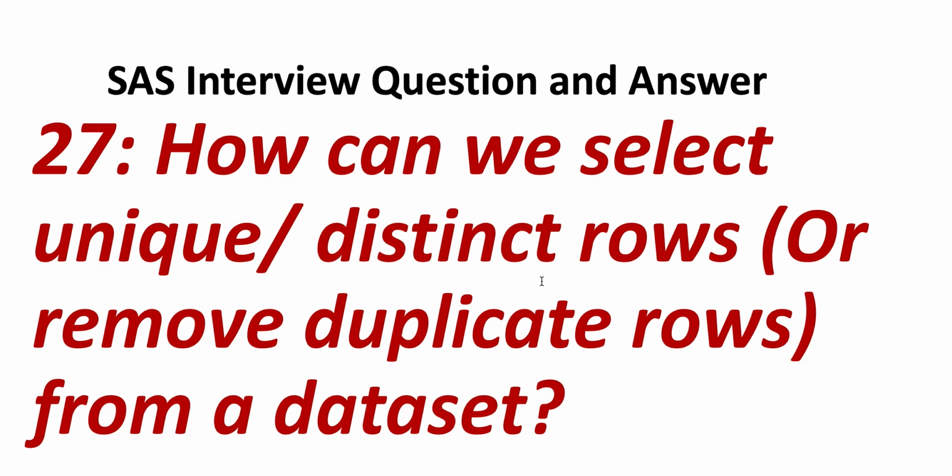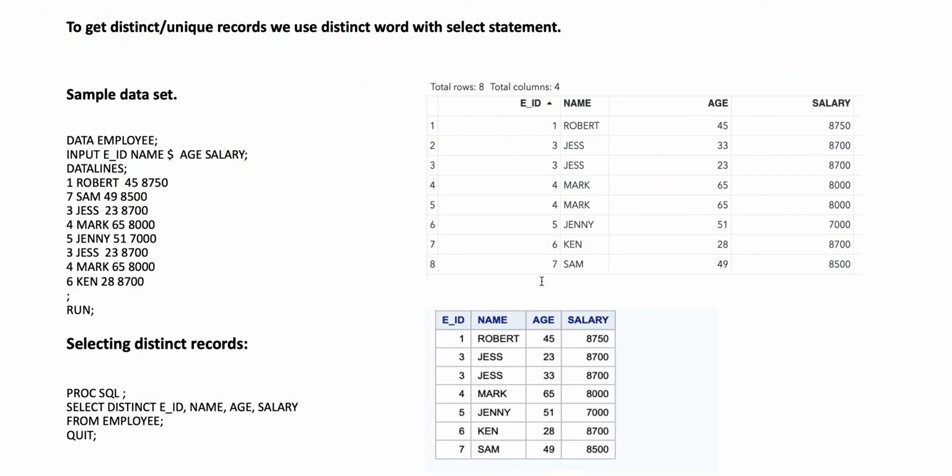SAS interview question and answer. Question number 27. How can we select unique or distinct rows, that means remove duplicate rows from a dataset? This question is asking how you can get unique records from a dataset by using Proc SQL. To get distinct or unique records, we use distinct with the select statement.